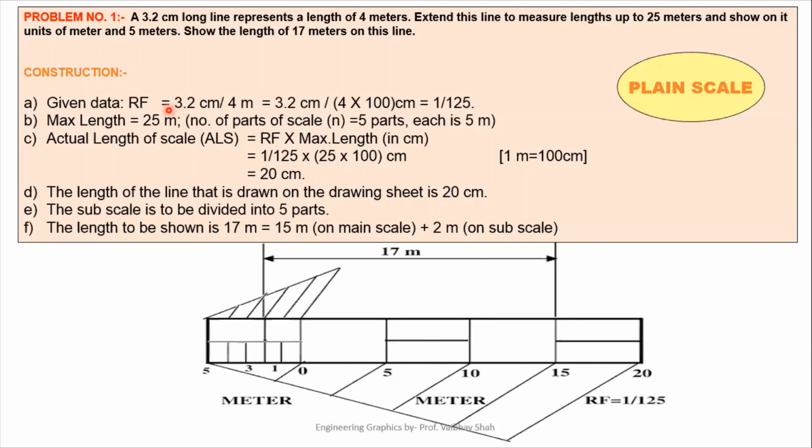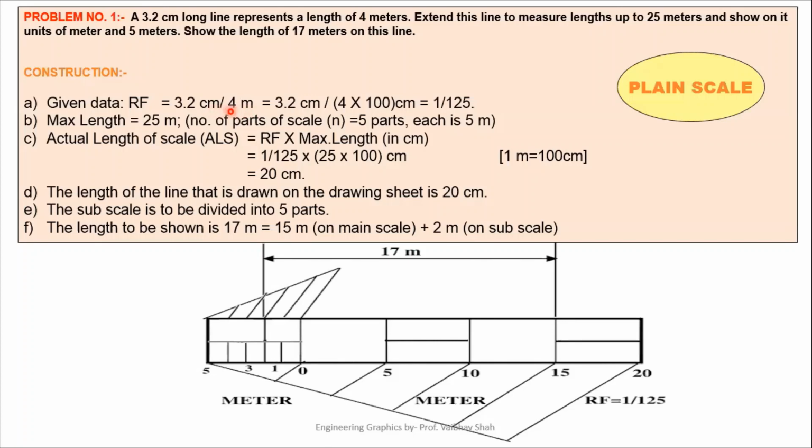So now let us first start with the RF. RF is equal to the dimension of object in drawing to the actual dimension of the object. So dimension represents length on the drawing. So a 3.2 centimeter long line represents 4 meters. So now 3.2 centimeter is your dimension of object in drawing, so 3.2 centimeter upon your actual dimension, which is 4 meters. So it is the actual dimension of your object.